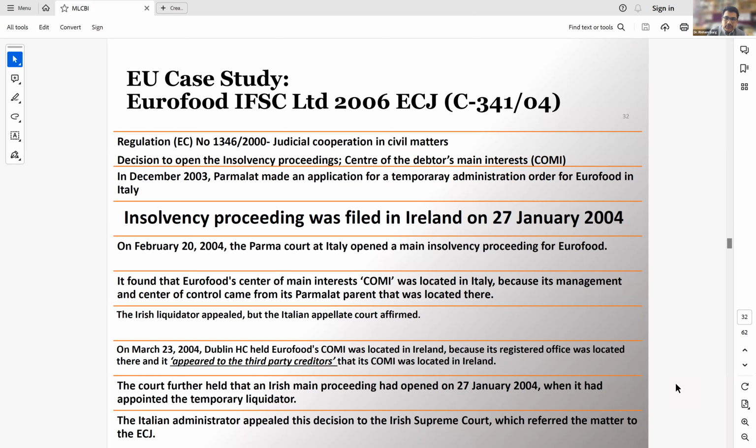So although there was no conflict, when this matter in the European Union is decided by the European Court of Justice, it will be binding upon the courts of Ireland and Italy.